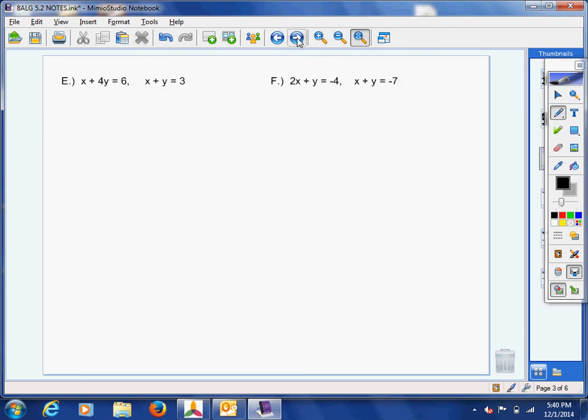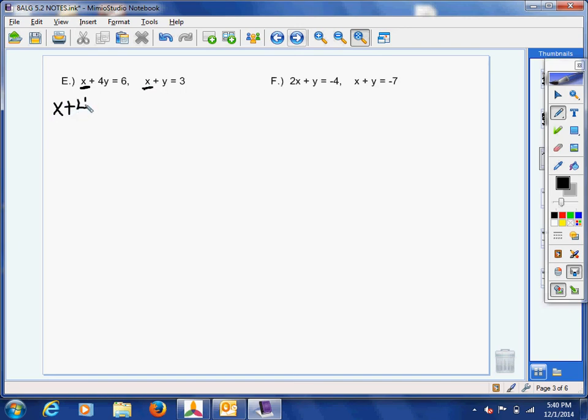More of the same. You just need to make a decision in letter E, which variable makes more sense to solve for. Now, what I look for as a math student is the variable that does not have a coefficient in front of it. Notice that in this one, x doesn't have a coefficient other than 1. That's okay. And there's also a 1 in front of the x in the other one. So what that tells me is that the best idea is probably to solve for x in each.